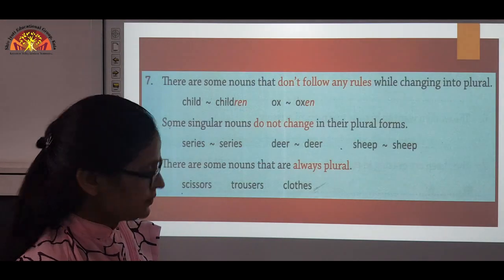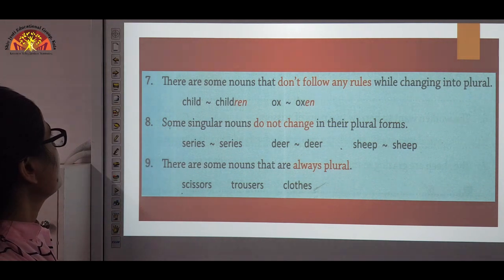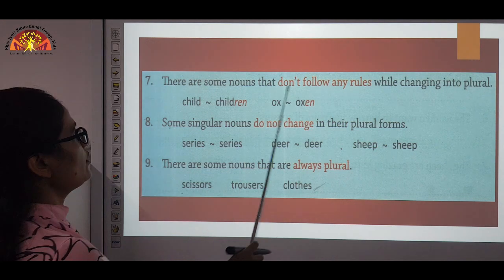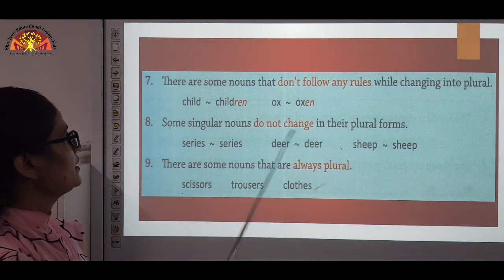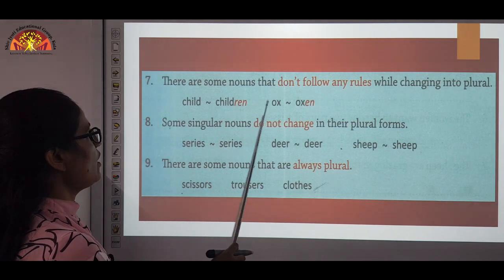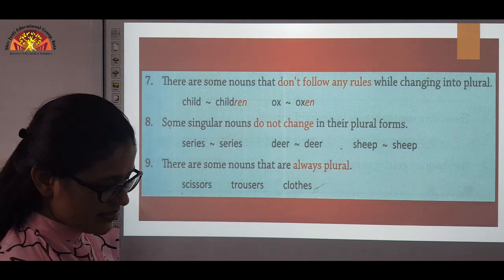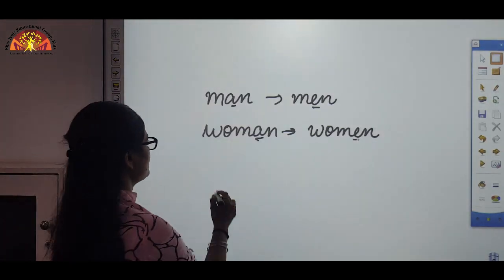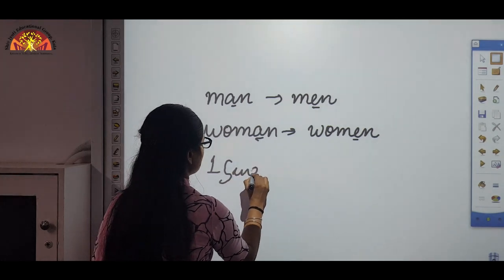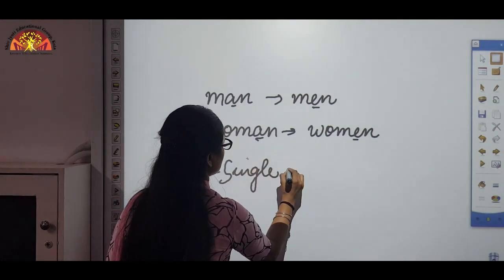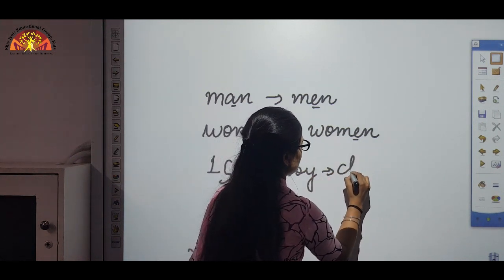Another rule is there are some nouns that don't follow any rules while changing into plural. They don't follow any rule, like child will be children, ox will be oxen. Child मतलब whenever I am talking about a single child, suppose मैं एक बच्चे के बारे में बात कर रही हूँ, one single boy, that will be child, right?